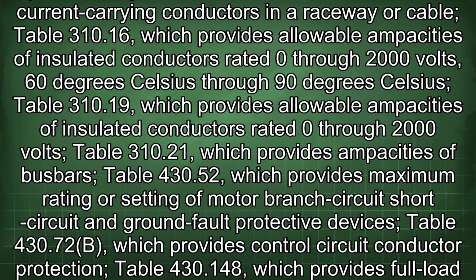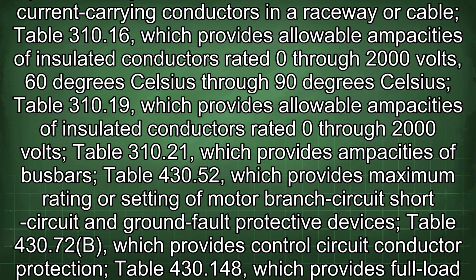Table 310.19, which provides allowable ampacities of insulated conductors rated 0 through 2000 volts. Table 310.21, which provides ampacities of busbars. Table 430.52, which provides maximum rating or setting of motor branch circuit, short circuits and ground fault protective devices.